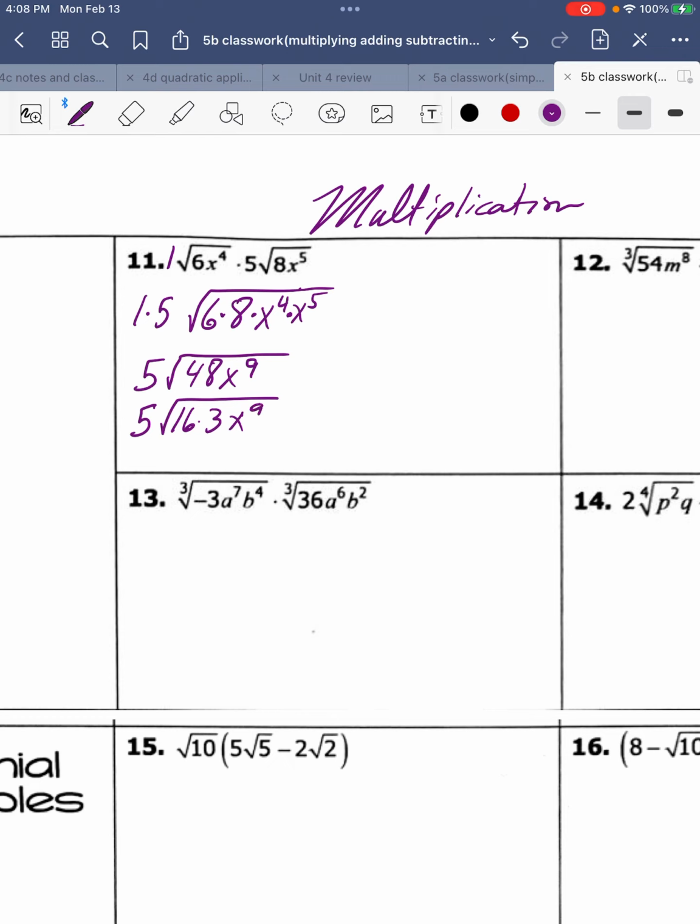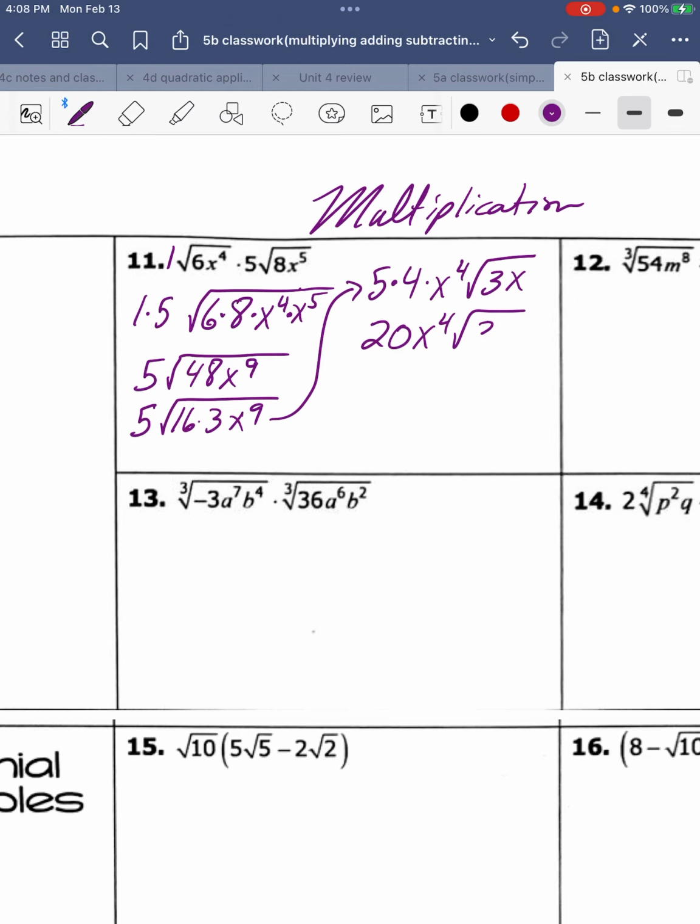So 48 is 16 and 3, and x to the ninth. So we have 5. Square root of 16 is 4. X to the ninth, how many squares can you take out? How many pairs can you take out of 9? And that's 4. And the square root of 3x left over. So when you take that 4 groups out, that's 8 total of the 9. There's 1 left over, so that's why there's 1 inside.